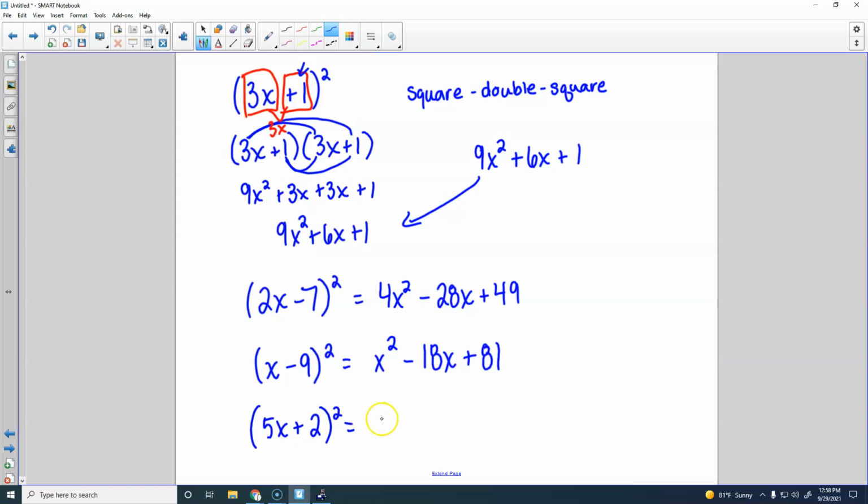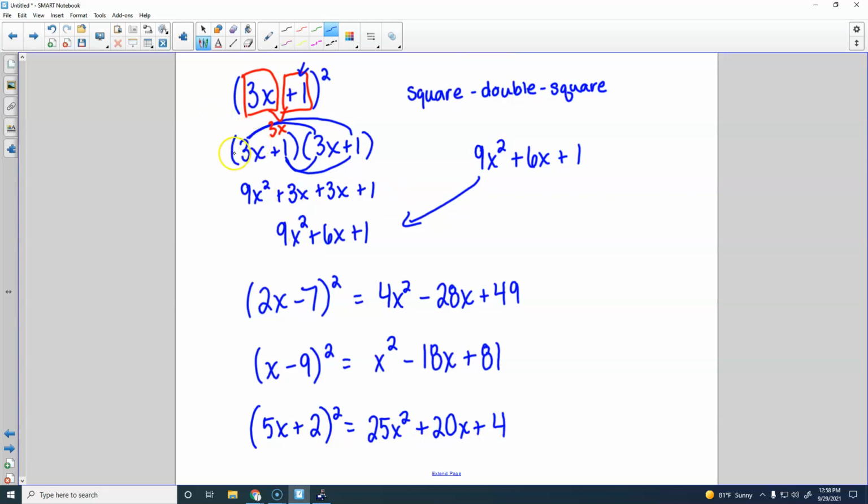All right, try it, Matthew. 25x squared plus 20x plus 4. Perfect. Very good. Okay, so again, square the first. That gives you 25x squared. Multiply these together. It's going to give you 10x. Double it to get 20. And then square the last, which is 4. Right, so square, double, square.